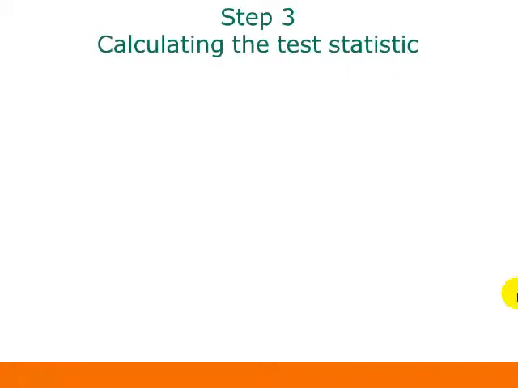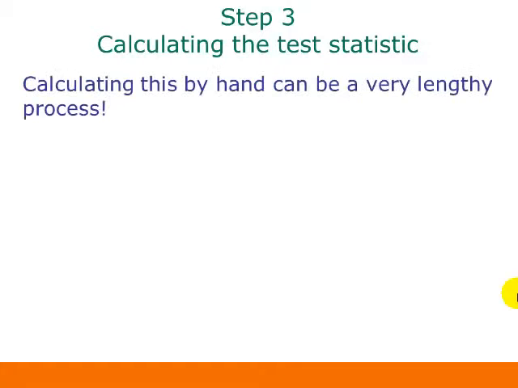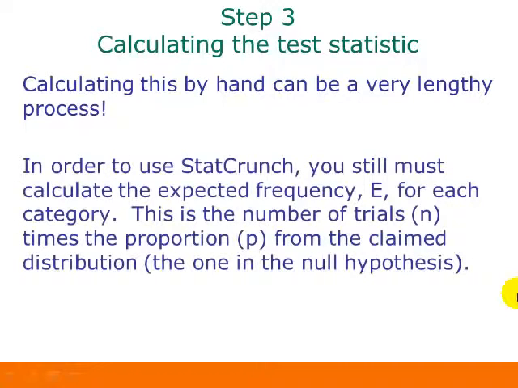Now the next place that this is a little bit different is in step 3, where we're calculating the test statistic. And remember, we looked at the formula a couple slides back. It's very complicated, and especially if you have quite a few categories, calculating this by hand can be a very lengthy process. So we're going to talk about how to do this using technology.